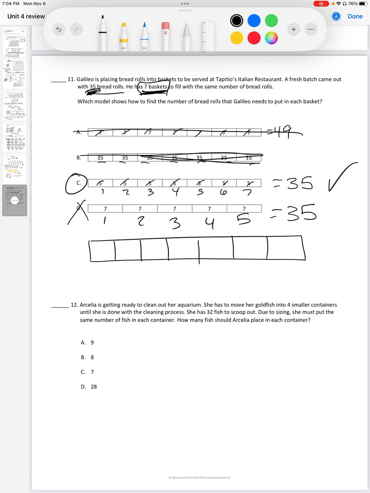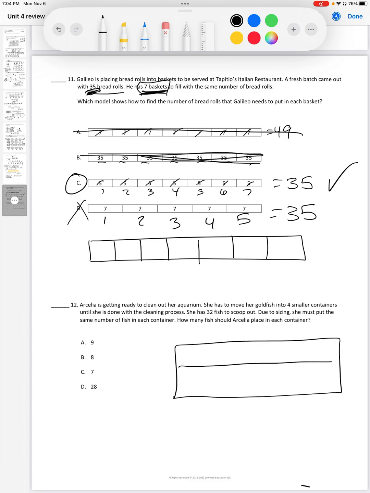I'm going to start by drawing a strip diagram, and it is going to look like this. We know in the top of our strip diagram, we always put our total. Do we know a total number of fish that she has? Yes, 32, because it says she has 32 fish to scoop out. Do we know how many groups she's going to put them in? Yes, 4, because it says she's putting them in 4 small containers. And our job now is to find out how many fish are going to be in each container.